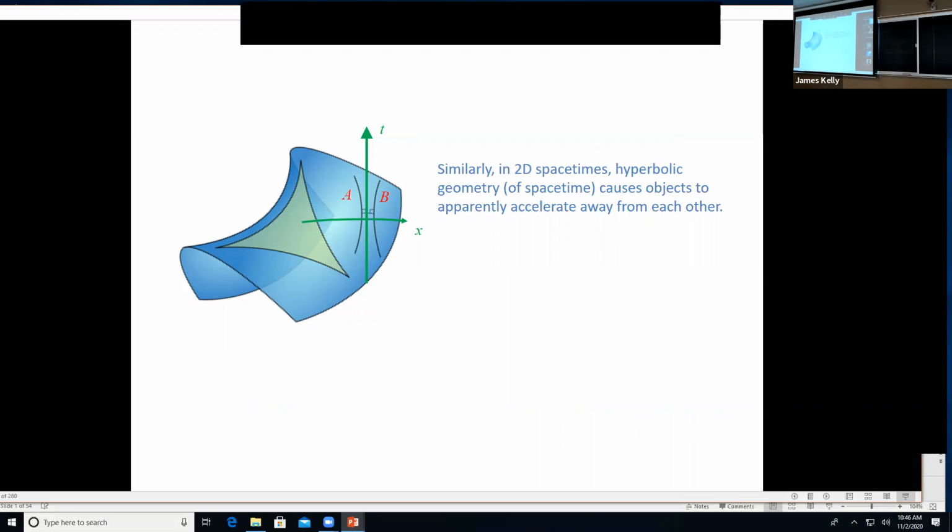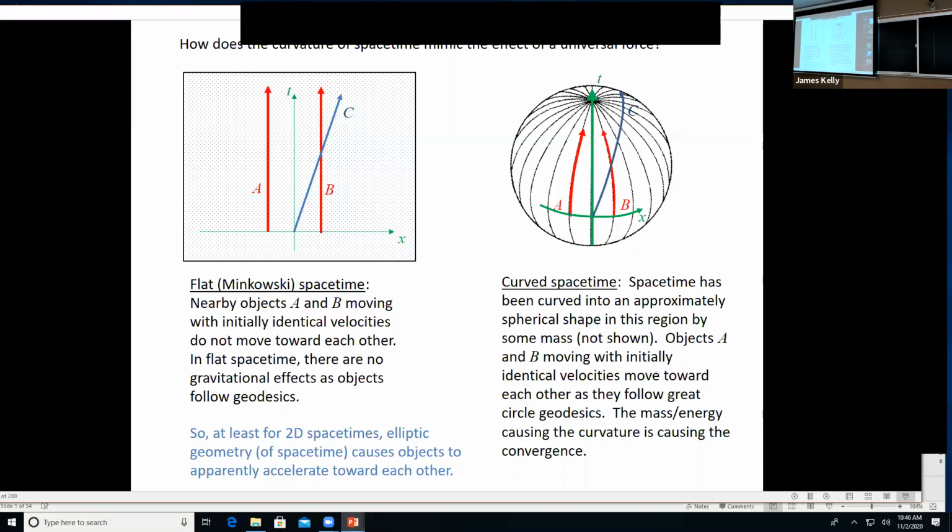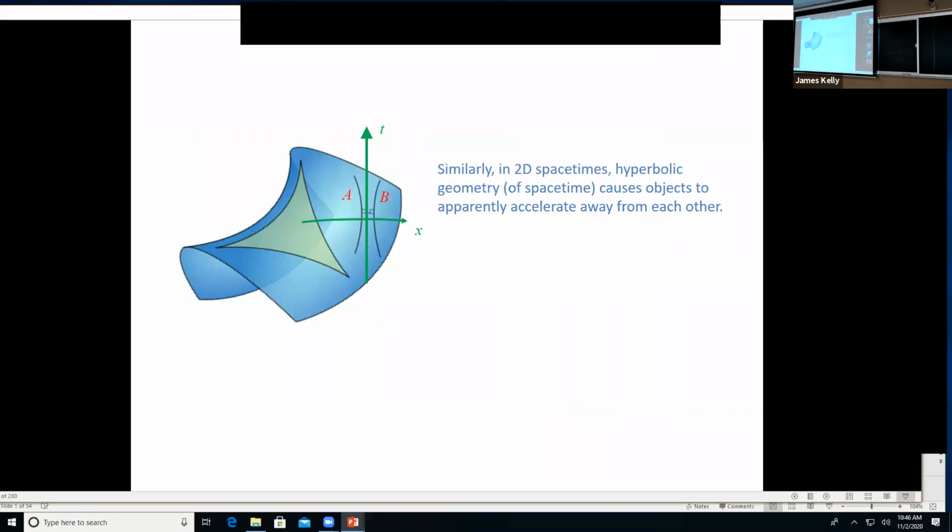So just like in elliptic geometry kinds of spaces, objects that are originally moving in the best sense that we can make them go parallel to each other are eventually going to get closer and closer to each other and collide. It's also true that in hyperbolic spaces, if I start two objects here, I'm calling them A and B, and I'm imagining this is my space axis here. They live in a one-dimensional spatial world, and this is the time direction. If I start them going parallel, they're going to get farther and farther apart.